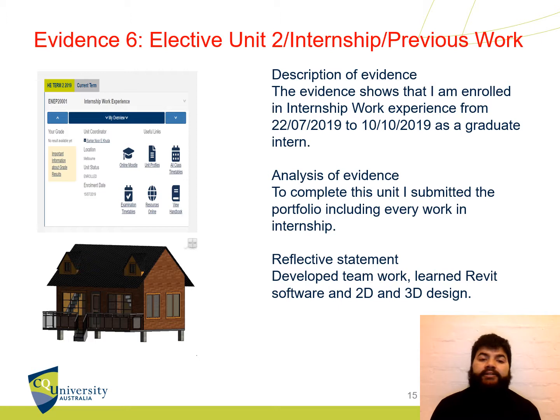Talking about elective unit 2, this evidence shows that I am enrolled in internship work experience. To complete this unit, I submitted the portfolio including every work in internship. I developed teamwork, and learned about the Revit software and 2D and 3D design.